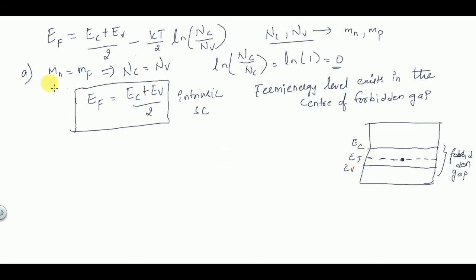So this condition exists only when mn is equal to mp. Okay, so this is very important. For all other conditions, the Fermi energy level is not at the center of forbidden gap. Only when mn is equal to mp, then this will be possible. Okay, the second condition, at T is equal to 0 degrees Kelvin. When T is equal to 0 degrees Kelvin, this term also becomes 0. So this total term becomes 0. Then also Ef is equal to (Ec plus Ev) by 2. So in this case also the Fermi energy level exists in the center of forbidden gap. So this also results in the same value.